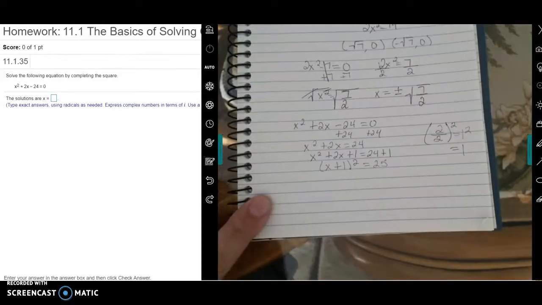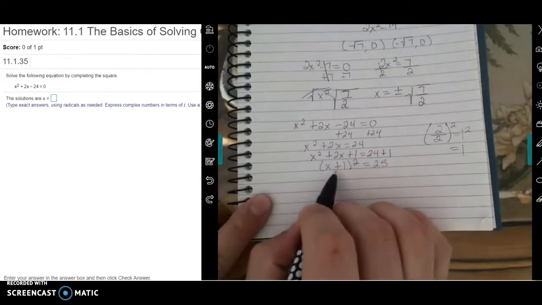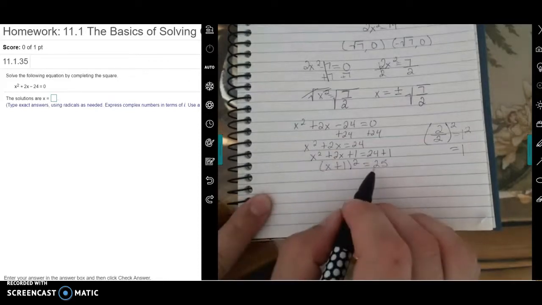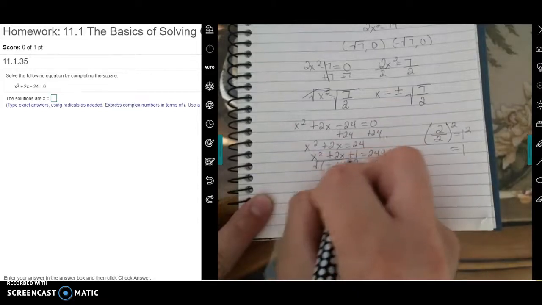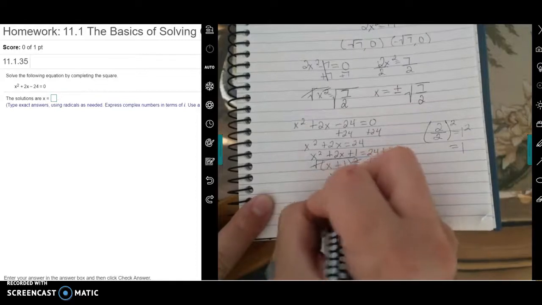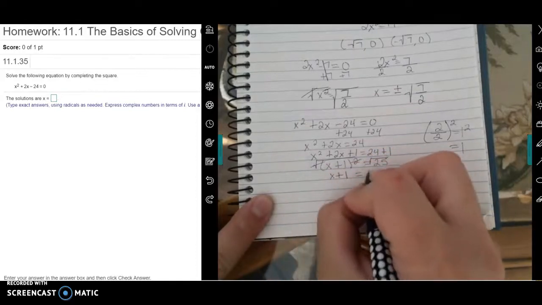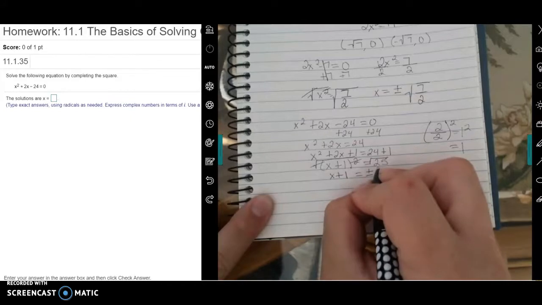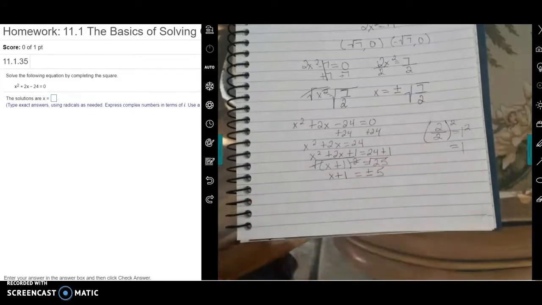Now what we can do to solve this is the square root property. We have our square term, one side by itself equals 25. So I can take the square root of each side. So square root and the square cancel, leaves me with x plus 1 equals, remember, plus or minus, and the square root of 25 is 5. All right, so we got x plus 1 equals plus or minus 5.